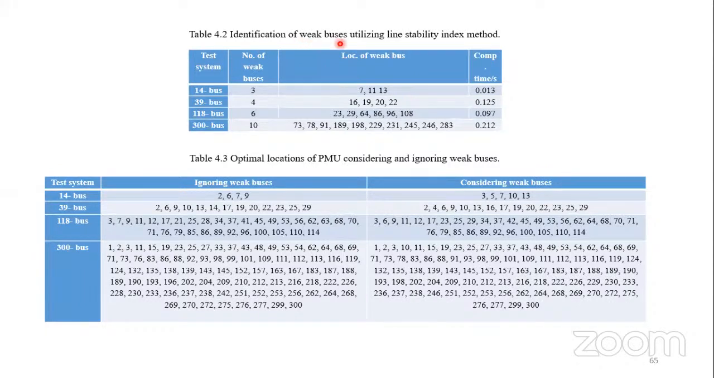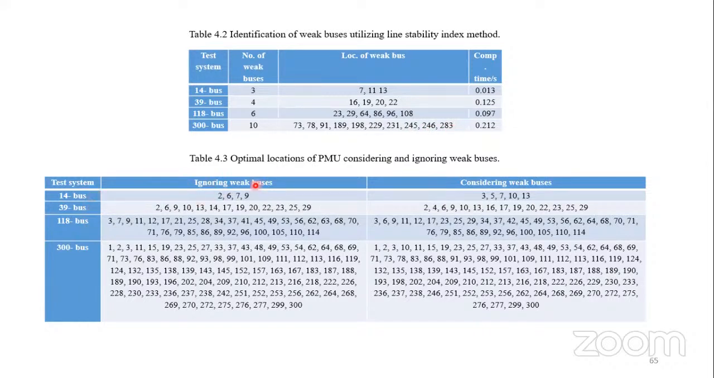Now here, as you are seeing in table 4.2, we have used the line stability index method in order to find out the weak buses. For the 14 bus system, the weak buses are 7, 11, and 13. For the 39 bus system, we have taken 4 weak buses: 16, 19, 20, and 22. Similarly, for the 118 bus system, we have chosen 6 weak buses: 23, 29, 64, 86, 96, 108. And for the 300 bus system, we have chosen 10 weak buses: 73, 78, 91, 189, 198, 229, 231, 245, 246, and 283. So these are the systems.